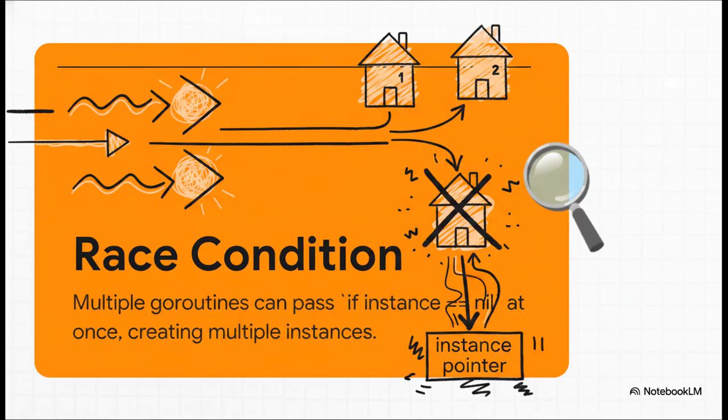They both look at instance, and they both see that it's nil, so they both pass the check. They both create a new instance. The last one to finish just overwrites the pointer that the first one created. And boom, you've just completely shattered the core guarantee of the pattern. Your application now has two singletons, and that way lies madness.